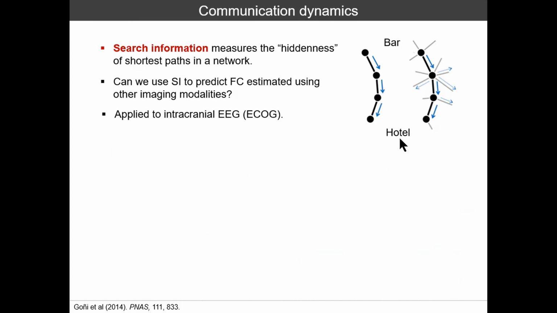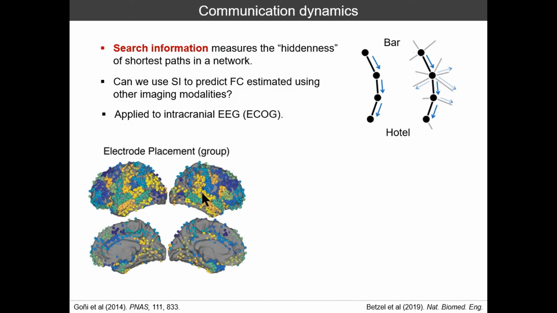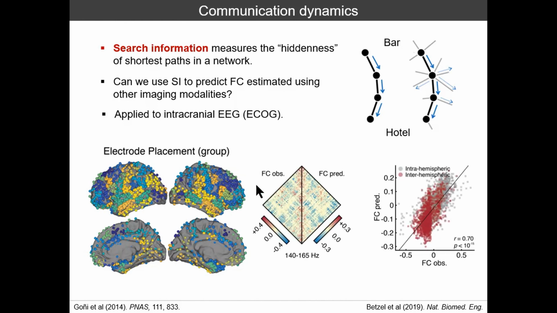Recently, we used the same measure to demonstrate that the predictive capacity of search information isn't limited to fMRI data. We can predict functional connectivity from intracranial recordings too. So we have a whole brain set of intracranial recordings, and we make some predictions about the observed functional connectivity on the basis of the search information measure. And we actually do much, much better than people have in the past. So there's some predictive capacity from these exquisitely simple processes that are trying to capture some stylized version of communication in the brain.